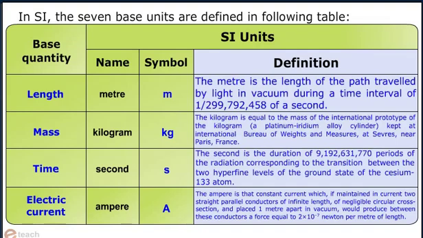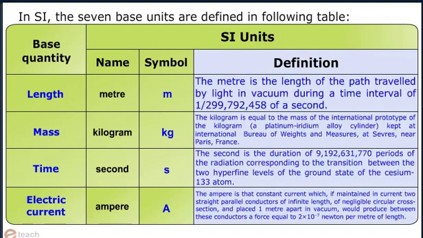The second base quantity is mass. The name of its SI unit is kilogram. It's symbolized by small kg, and it is defined as: the kilogram is equal to the mass of the international prototype of the kilogram, which is a platinum indium alloy cylinder kept at International Bureau of Weights and Measures at Sèvres near Paris, France.